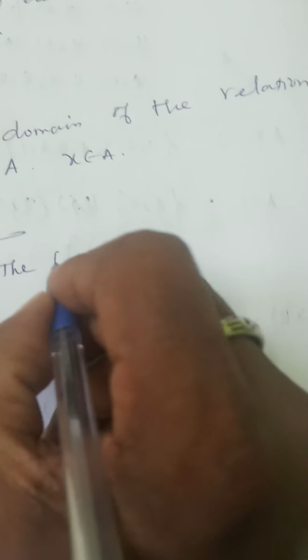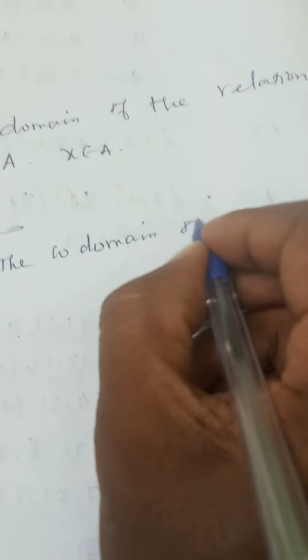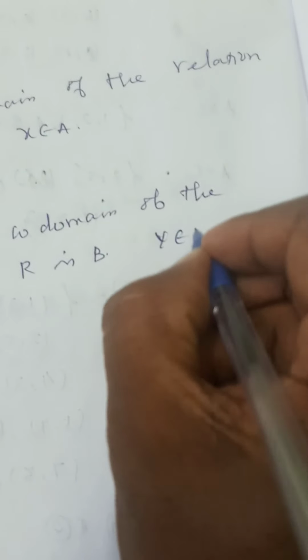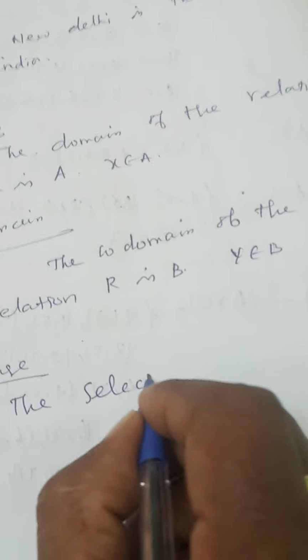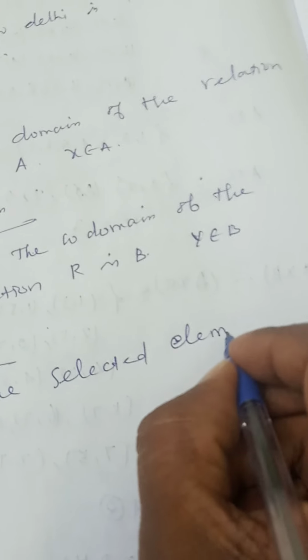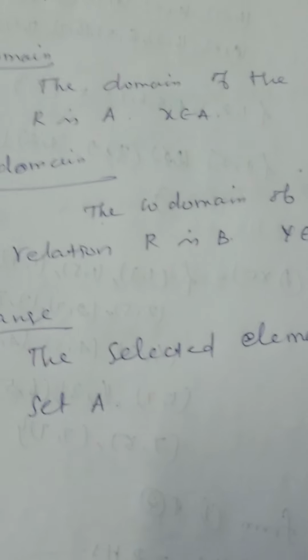Then codomain. Similarly, the codomain of the relation R is B, where y belongs to B. Next, the range. The range is the set of selected elements of set A, some elements of the codomain.